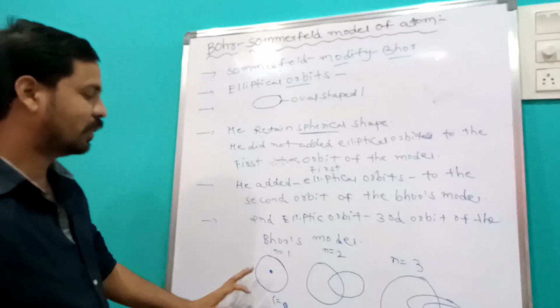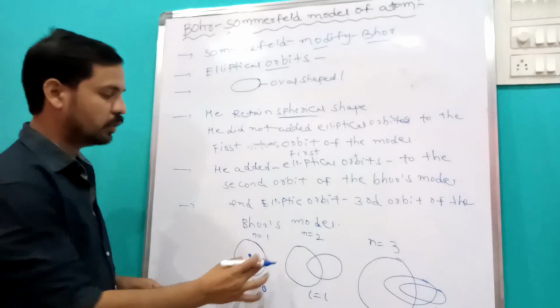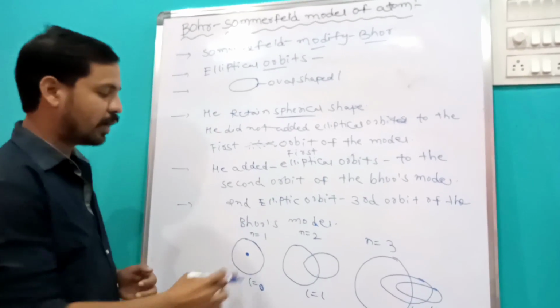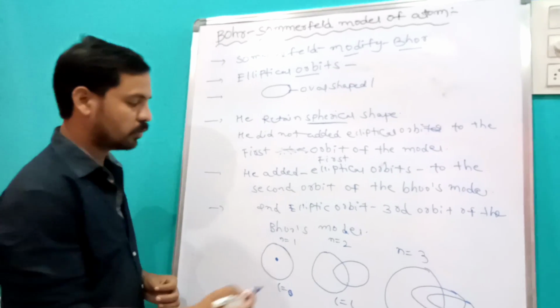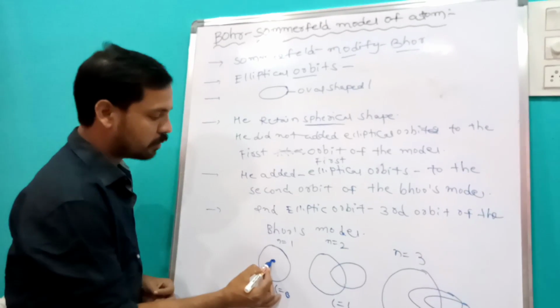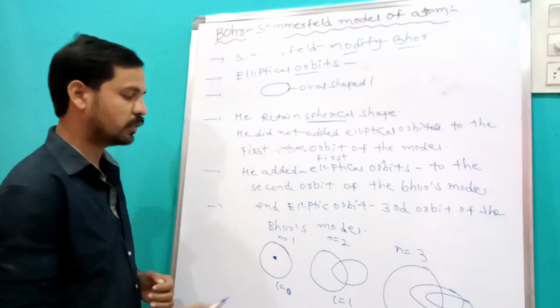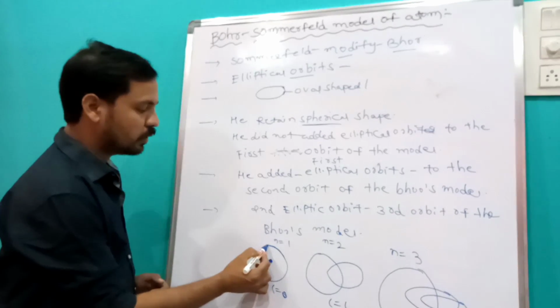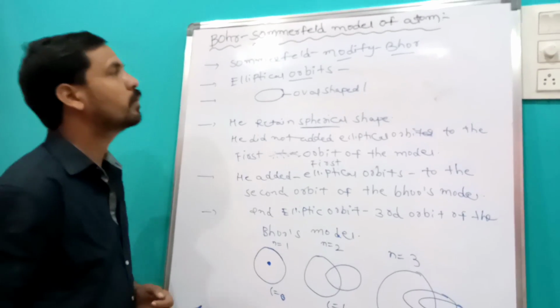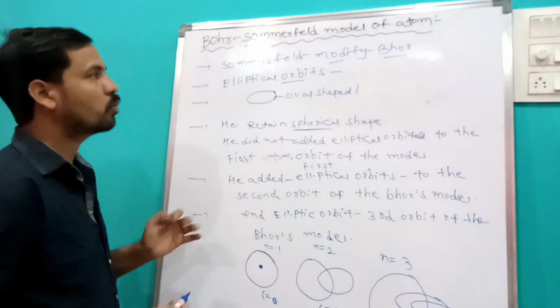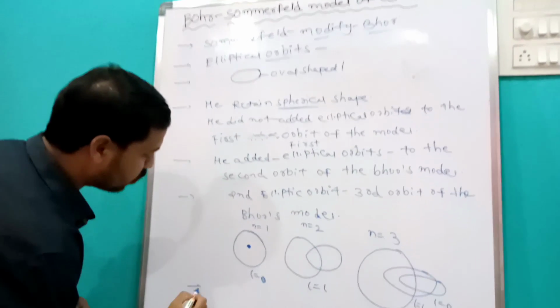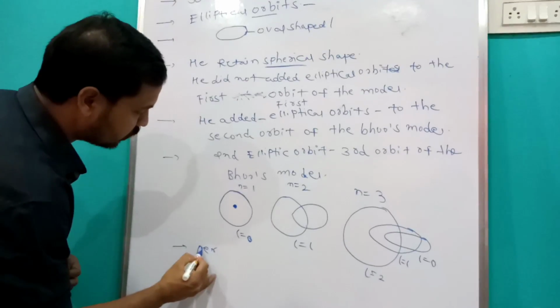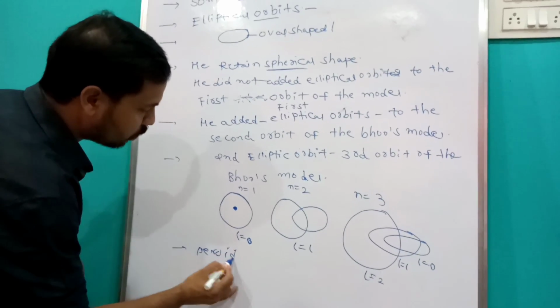So what is the key point here? In the atom, at the center, the nucleus is present. This nucleus plays the main role here in the Bohr Sommerfeld model of the atom. So, the periodic motion.